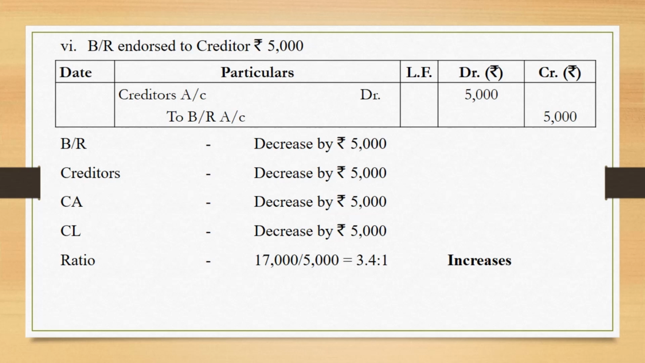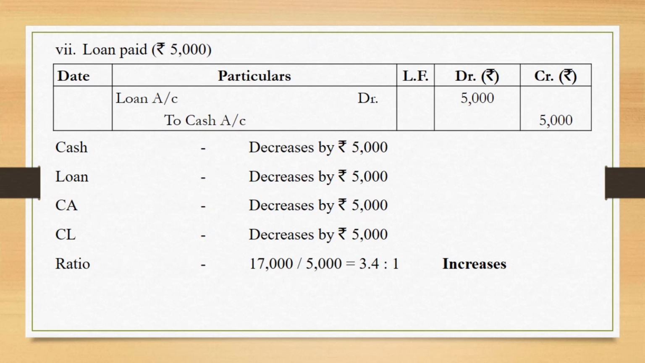That is one way of making a payment to a creditor. So creditors decrease by rupees 5,000. Bills receivable, being a current asset, decreases by 5,000. Creditors, being a current liability, also decrease by 5,000. So both current assets and current liabilities decrease by 5,000. If I place the values over here, that comes to 17,000 divided by 5,000, that comes to 3.4 is to 1, and therefore the ratio increases.